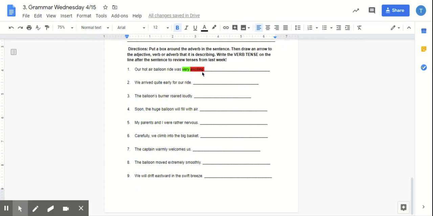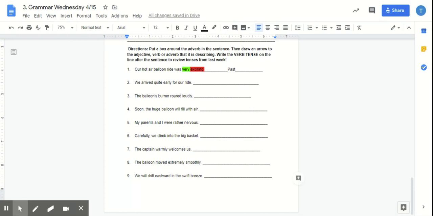Now, for the verb tense that I'm going to put on the line, I'm going to realize that in the sentence, it brought up the word "was." "Was" is technically what kind of tense? Right. This is past tense. So I'm going to put on the line "past," okay? Because I have to identify that verb tense for this line. And "was" is my verb right now. So you guys are going to do 2 through 9.